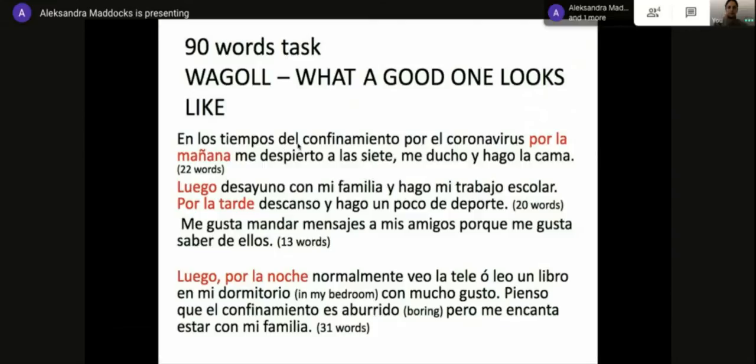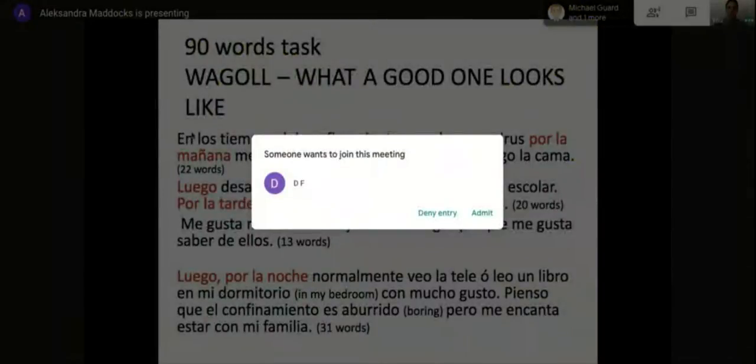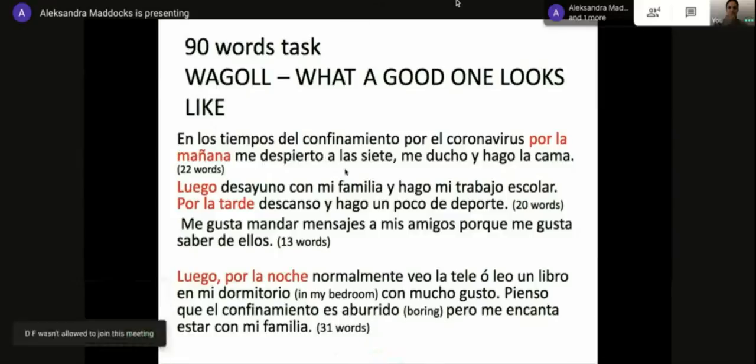En los tiempos del confinamiento por el coronavirus, por la mañana me despierto a las 7, me ducho y hago la cama. 22 words, one sentence. You will notice that all the words I am using in this paragraph are from my previous mind map. The only one new that I have used in here is a las 7. That means at 7 o'clock. So in the times of the confinement due to coronavirus, in the morning, I wake up at 7 o'clock, I have a shower, and I make the bed.